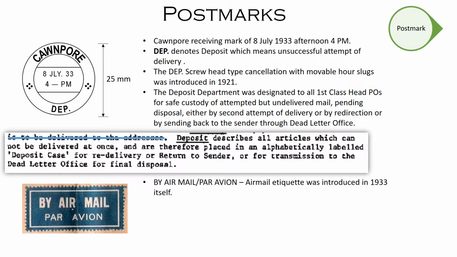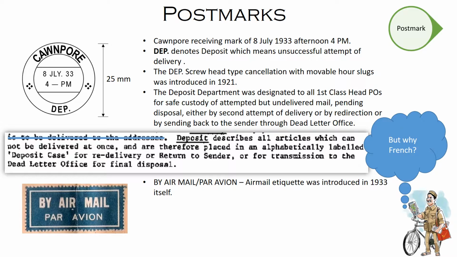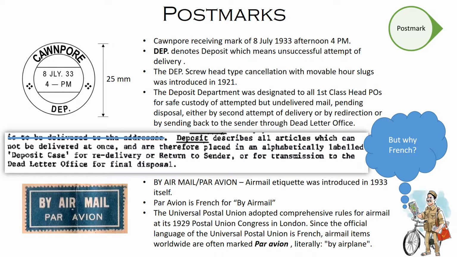It is also called an airmail etiquette. This type of etiquette was introduced in 1933 itself. But then the question comes, why do we have French written on an Indian airmail label? The answer lies in the fact that the Universal Postal Union adopted comprehensive rules for airmail at its 1929 Postal Union Congress in London. Since the official language of the Universal Postal Union is French, airmail items worldwide are often marked par avion, literally meaning by airplane.